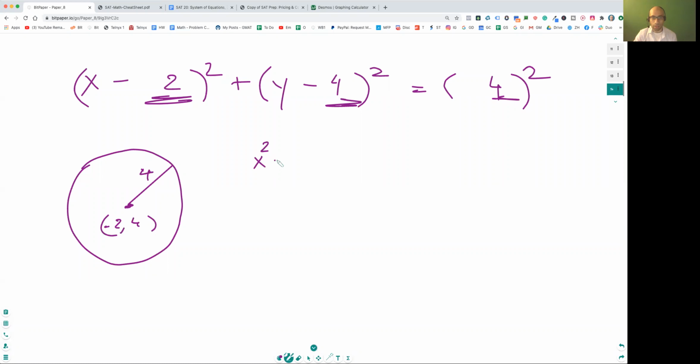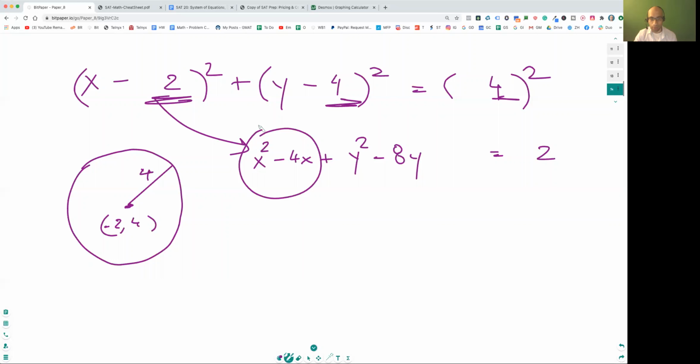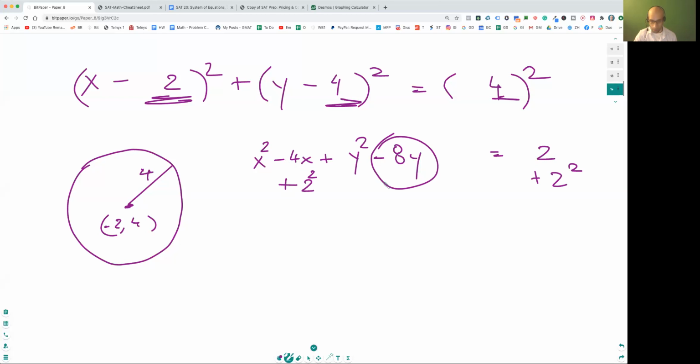The shortcut form is x squared minus 4x plus y squared minus 8y is equal to, let's say, 2. Then you don't know what the center and radius are. This and this are totally separate, so you need to complete the square. The way you complete the square is you take this 4 divided by 2, which is 2. Square it. Don't forget to square it. Then you add the square. Here you're going to take 8 divided by 2, which is 4, and you add 4 squared as well. So all of these you're going to add. This is automatic. Now you take x, you copy down this 2, and then copy down this symbol.